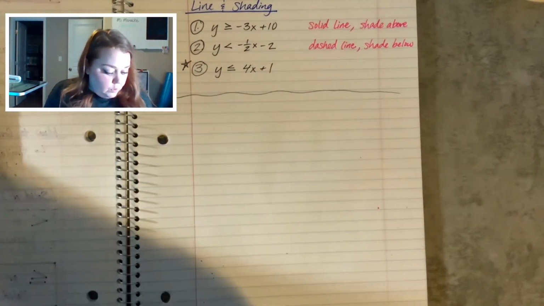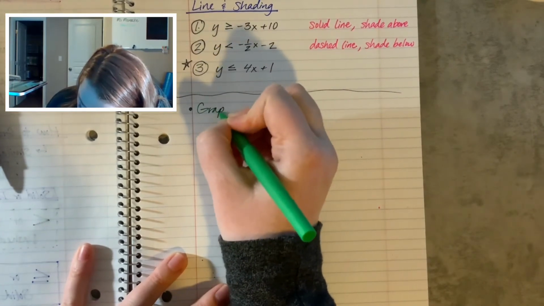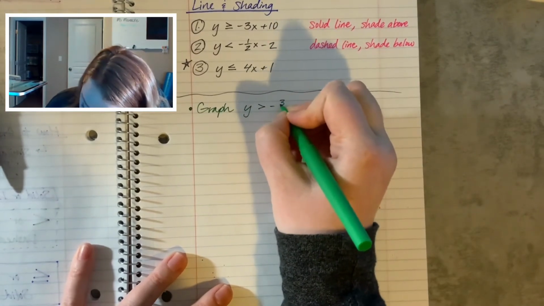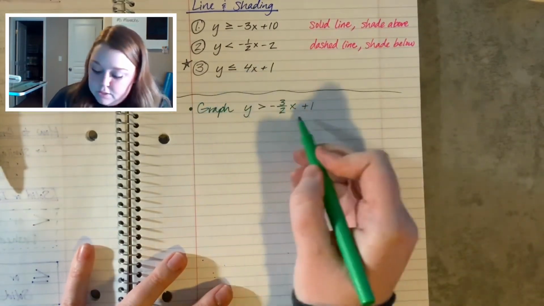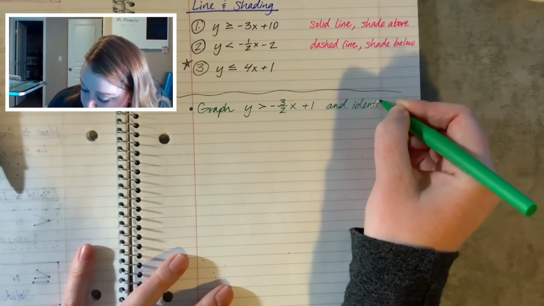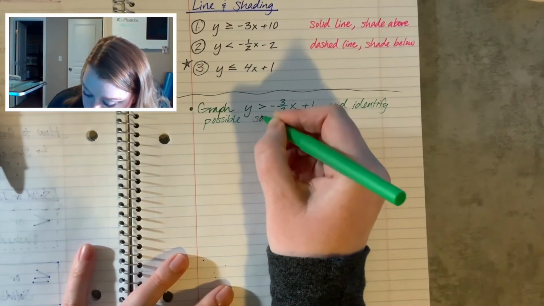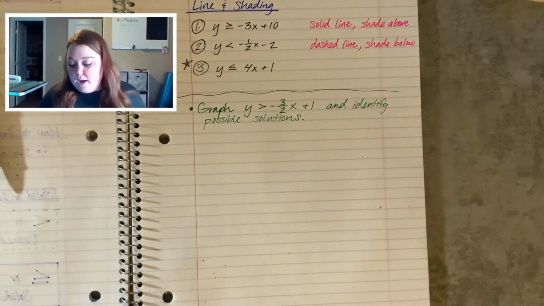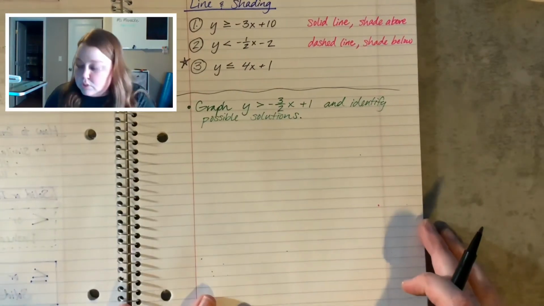So we're going to go ahead and graph y is greater than -3/2 x plus 1. It says graph that and identify possible solutions. So we're going to graph y is greater than -3/2 x plus 1 and identify some possible solutions.